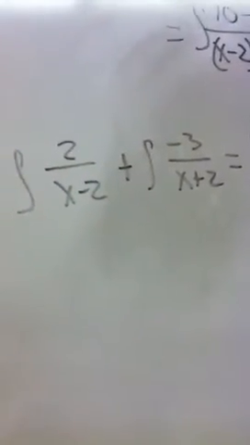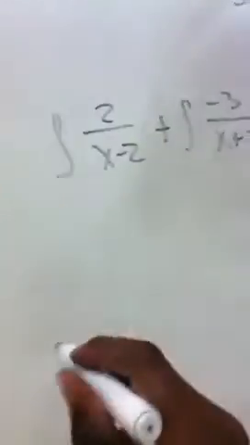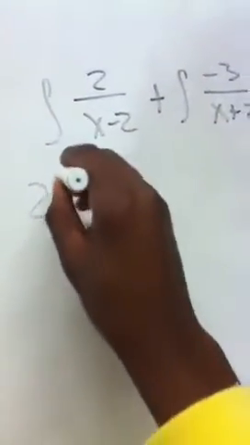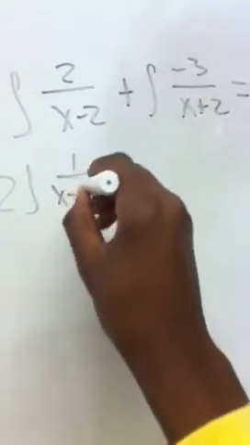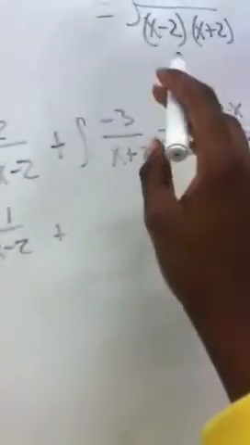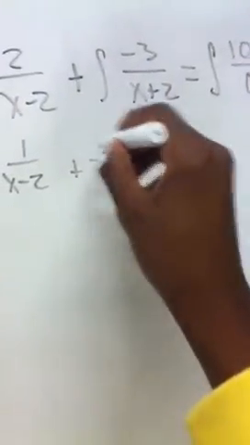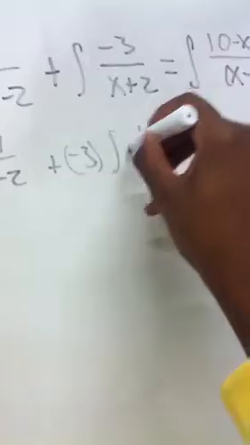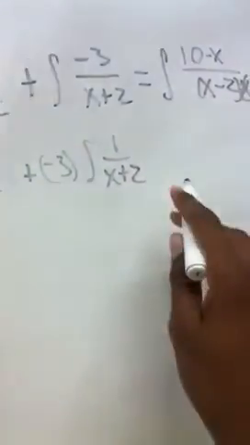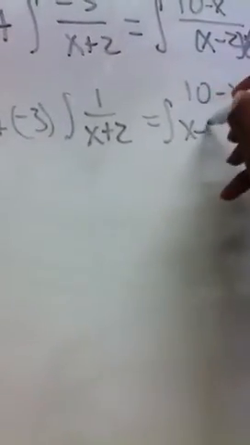These are two integrals that you can solve, and first, to solve them, you would just factor out the two constants that you have. The first constant is 2, so if you factor that out, you have 2 times the integral of 1 over x minus 2, plus -3 times the integral of 1 over x plus 2, and that'll equal the integral of 10 minus x over x squared minus 4.